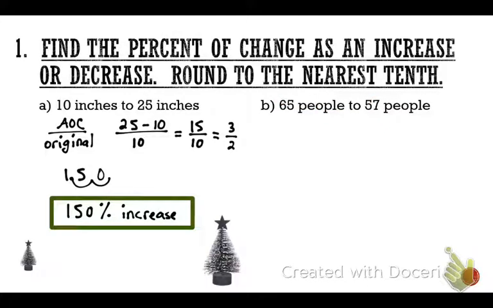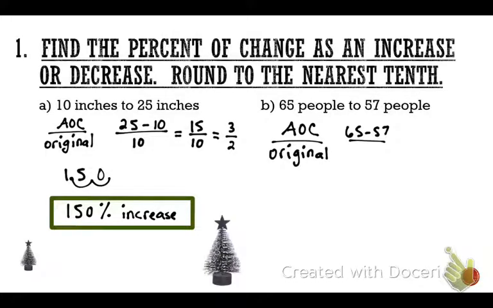So let's start with our formula. Repeat after me. AOC. AOC. Divided by original. Very good. Now, Seer, how do I find the amount of change? I'm going to have to subtract. What numbers will I be subtracting? 57 and 65. Okay, very good. So 65 minus 57, divided by the original amount.